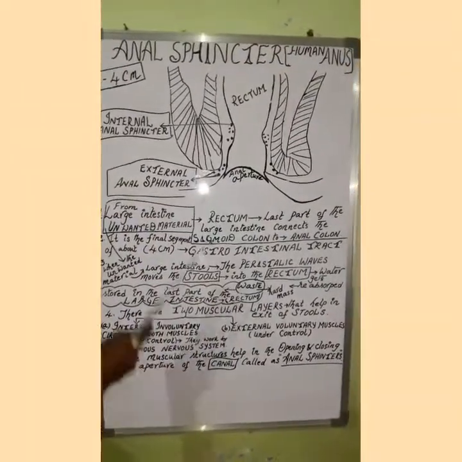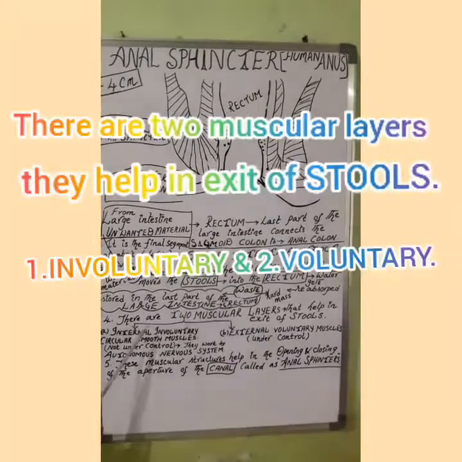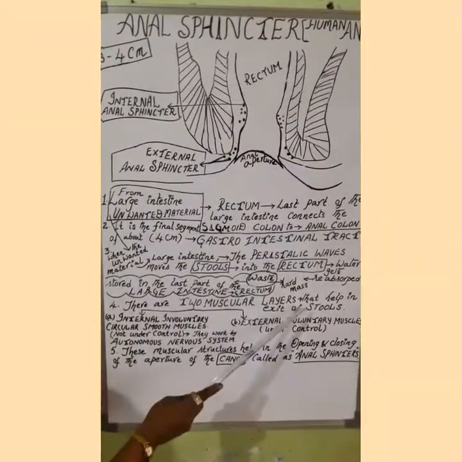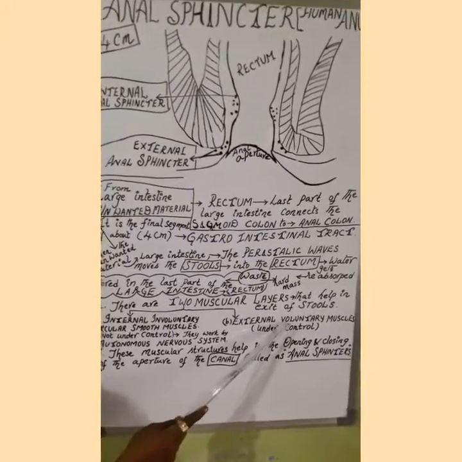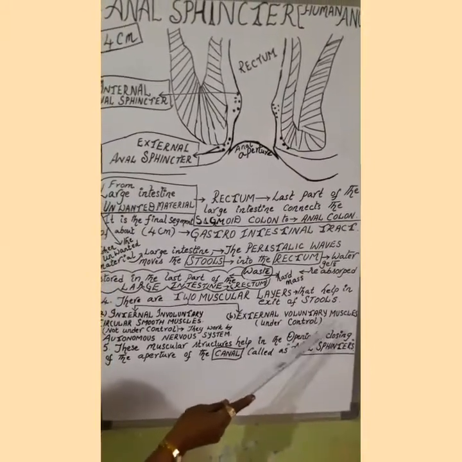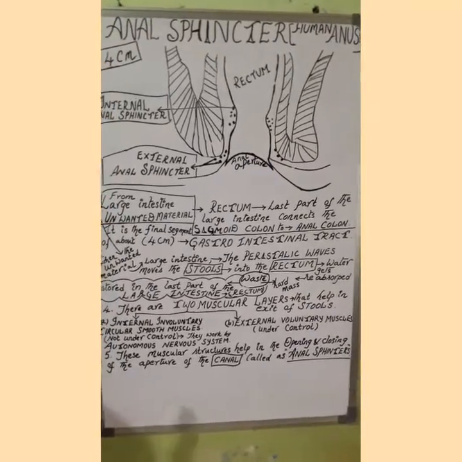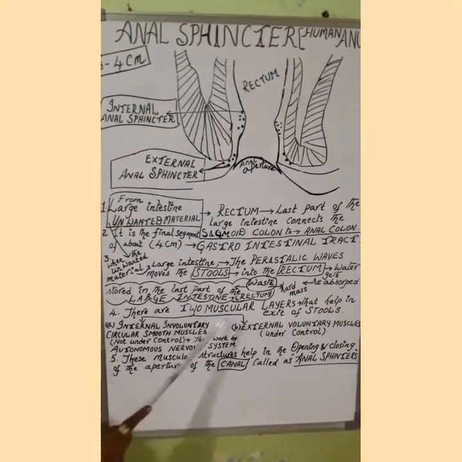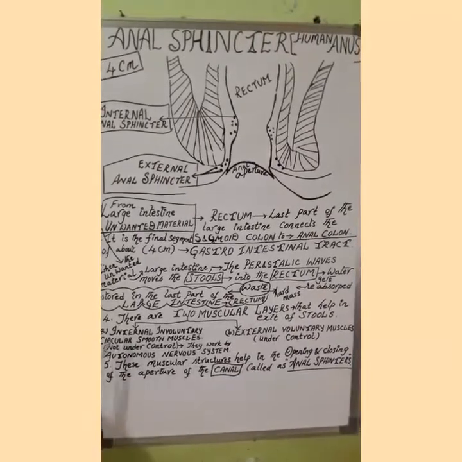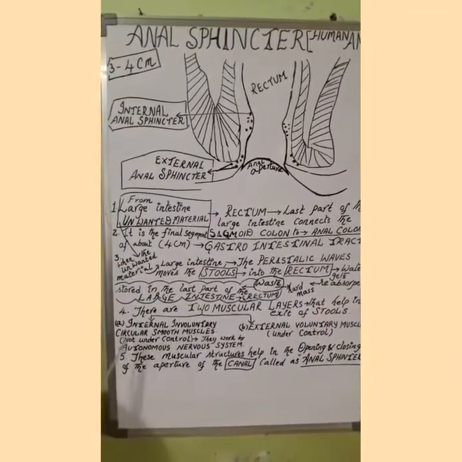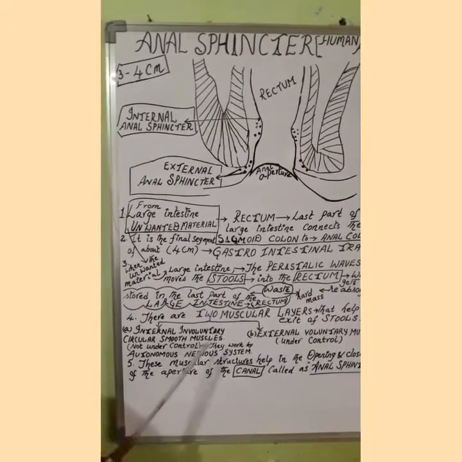In the rectum, we can see that there are 2 muscular layers. These 2 muscular layers help in the exit of the stools. These 2 muscular layers are, first, the internal involuntary circular smooth muscles.